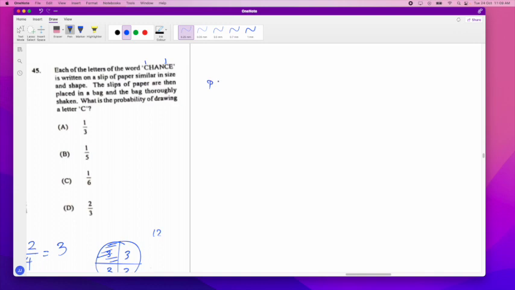So the probability of drawing a C is the favorable outcome, which is 2 C's, all over the total possible outcomes of 1, 2, 3, 4, 5, 6. Total outcomes. And so we can see here 2 over 6 will give us 1 over 3.